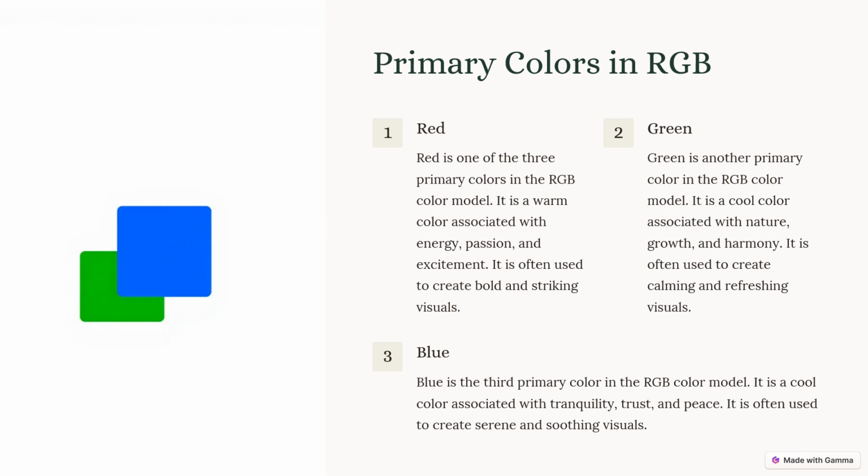The third is the blue color. It is the third primary color in the RGB model. It is a cool color associated with tranquility, trust, and peace. It is often used to create soothing visuals.